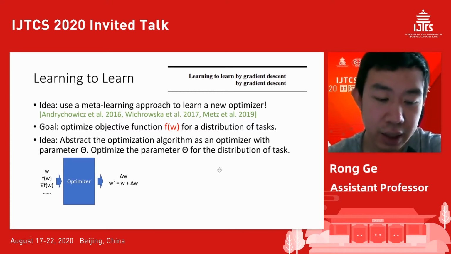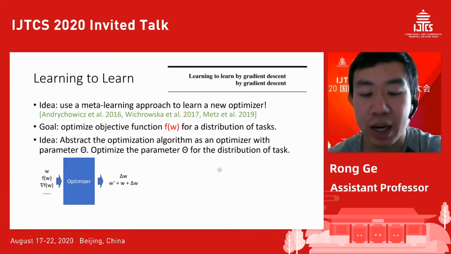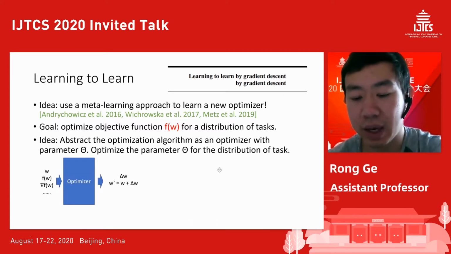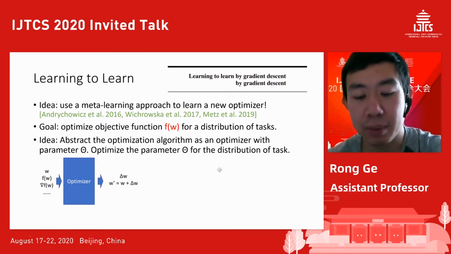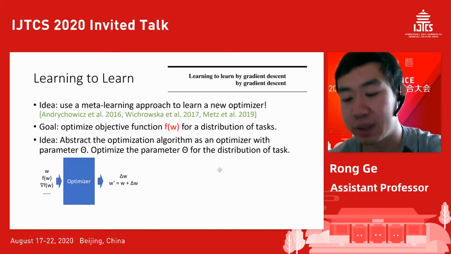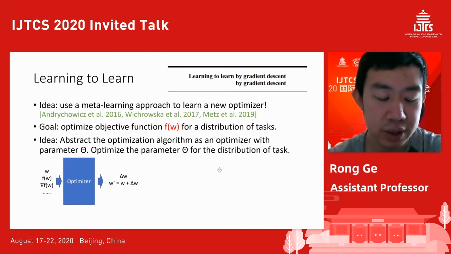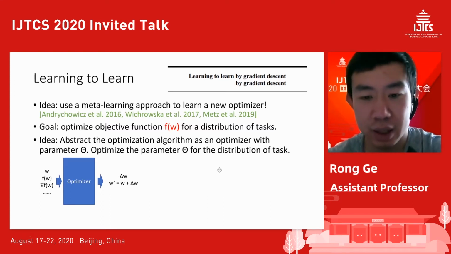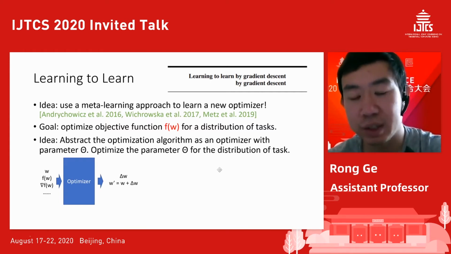So here's the idea, the high-level idea is simple. You want to abstract your optimization algorithm as an optimizer with some parameter theta, and you will optimize this parameter theta for this distribution of tasks. Just following this figure, you can think of the optimizer as a box with a parameter theta. What does this box do?